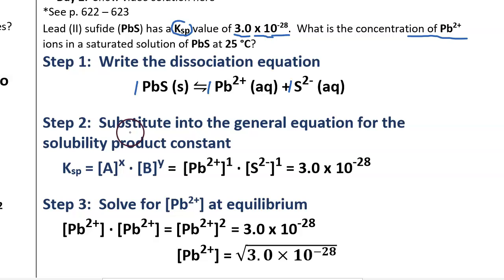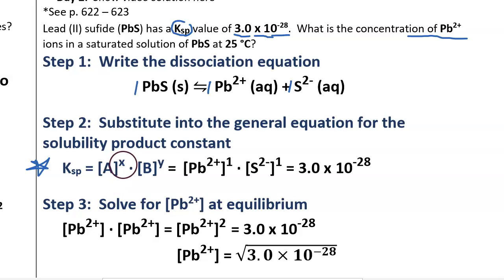Step 2, substitute into the general equation for the solubility product constant. And I typed that equation right here in blue ink. A KSP value is equal to the concentration of ion A raised to the x power times the concentration of ion B raised to the y power. The brackets in chemistry class refer to concentrations. They refer to the amount of ions that are dissolved in the given quantity of water.